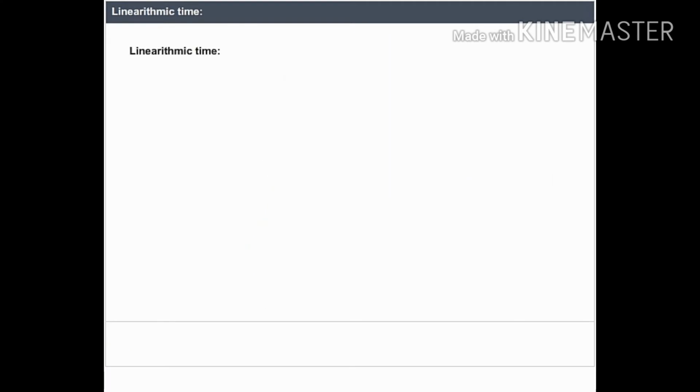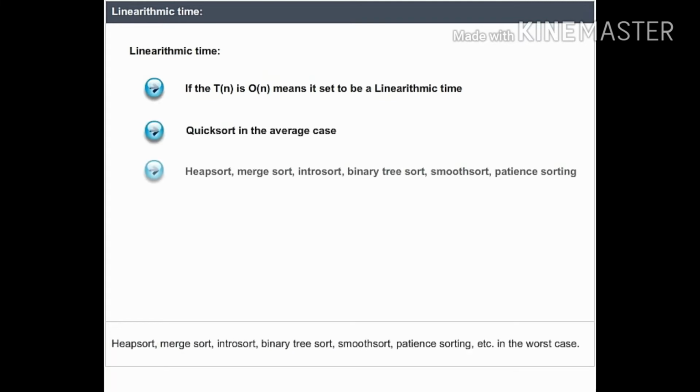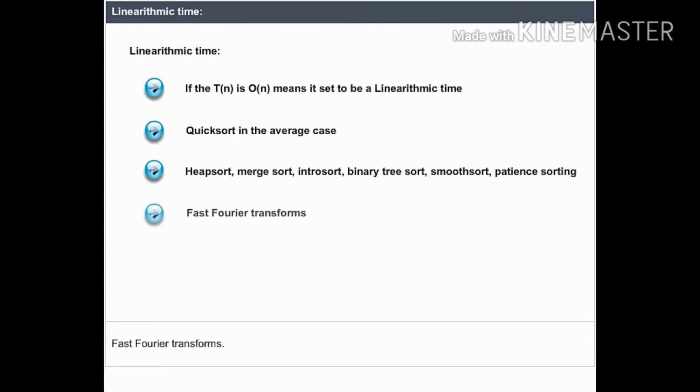Linearithmic time. If T(n) is O(n log n), it means it is linearithmic time. Some famous algorithms that run in linearithmic time include quick sort in the average case, and heap sort, merge sort, intro sort, binary tree sort, smooth sort, and patience sorting, etc. in the worst case. Also fast Fourier transforms and Monge array calculation.